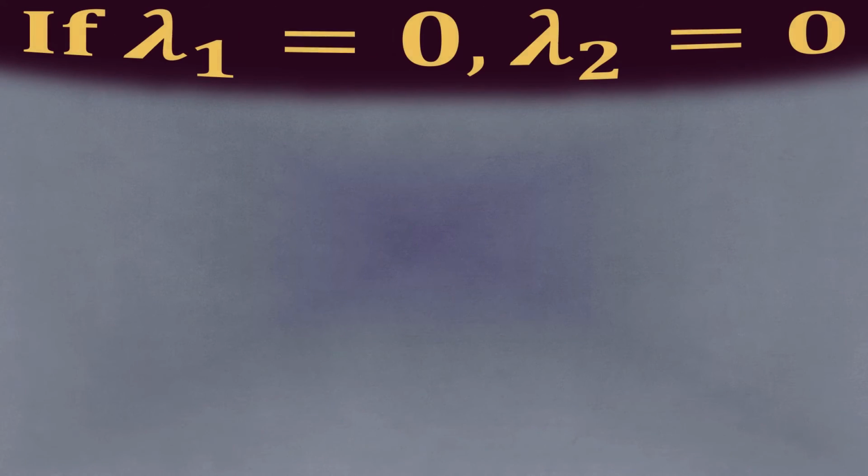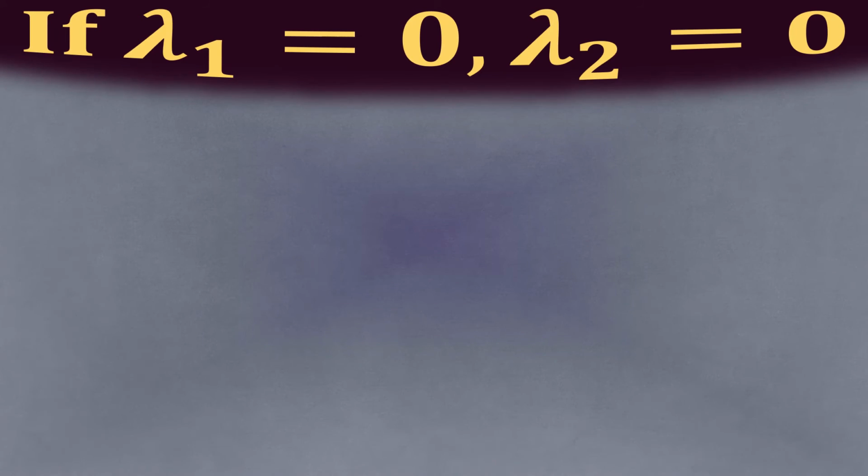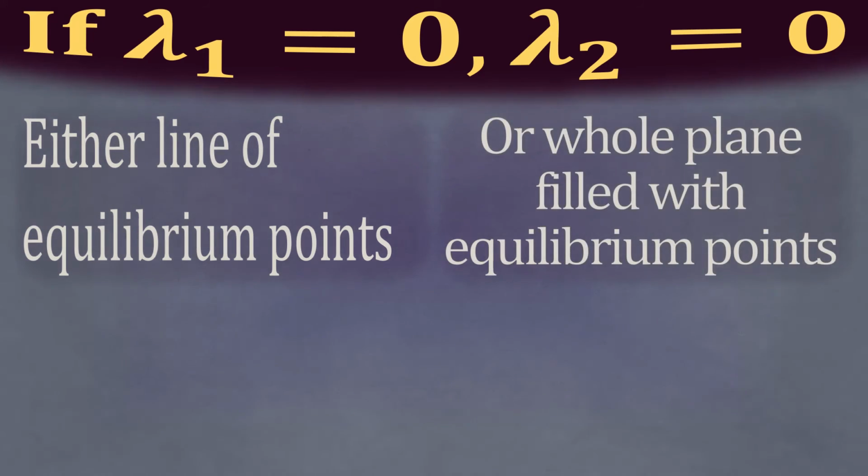If λ1 and λ2 both equal 0, then either there is a line of equilibrium points but they do not attract or repel the other trajectories, which are parallel to this line, or the whole plane is filled with equilibrium points, which occurs when A, B, C, D are all equal to 0.